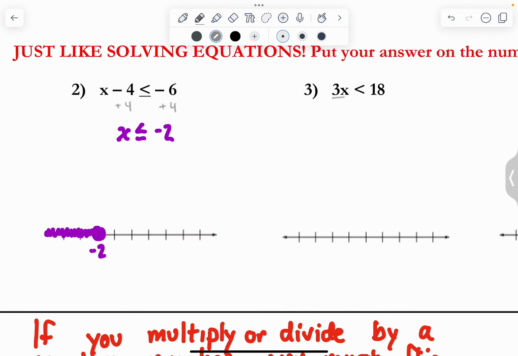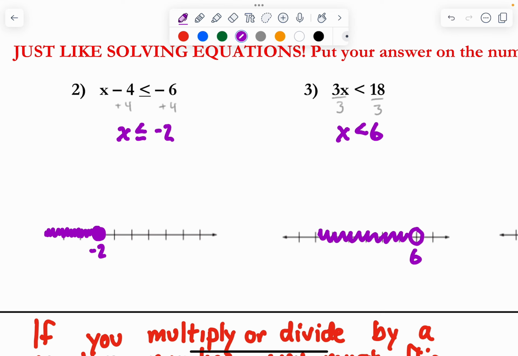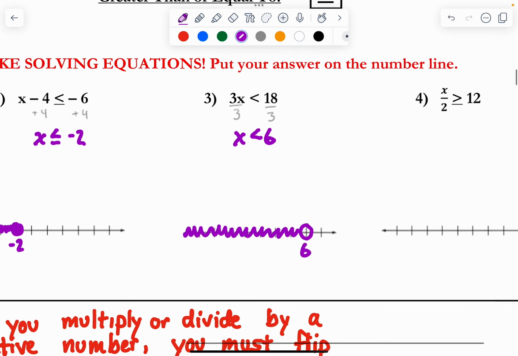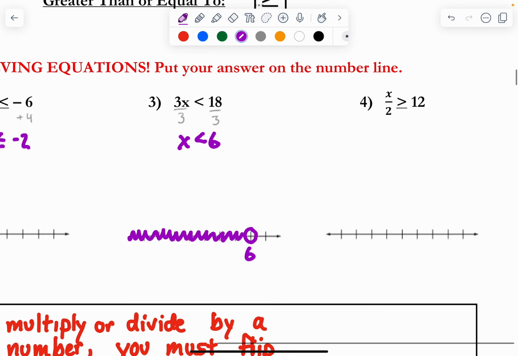And then to get this x by itself, we're just going to divide both sides by 3. So we're just kind of treating this like an equal sign. And then when we get to the end, instead of having a solution, we have this set of solutions, right? All the numbers less than 6.